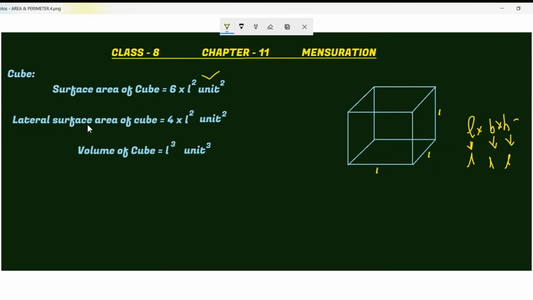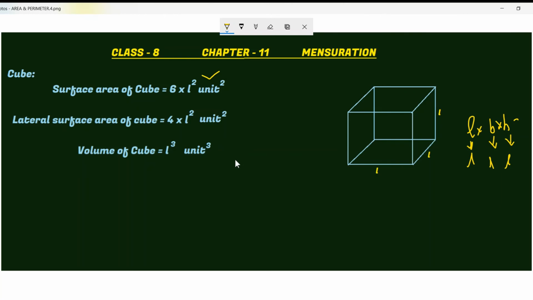Next, lateral surface area. We know lateral surface means side surfaces, not included with the base and top. So it will be 4L square. Volume is L cube. That means you have to multiply all the measurements, that means length, breadth and height. Here all are same, so we have written L cube unit cube.